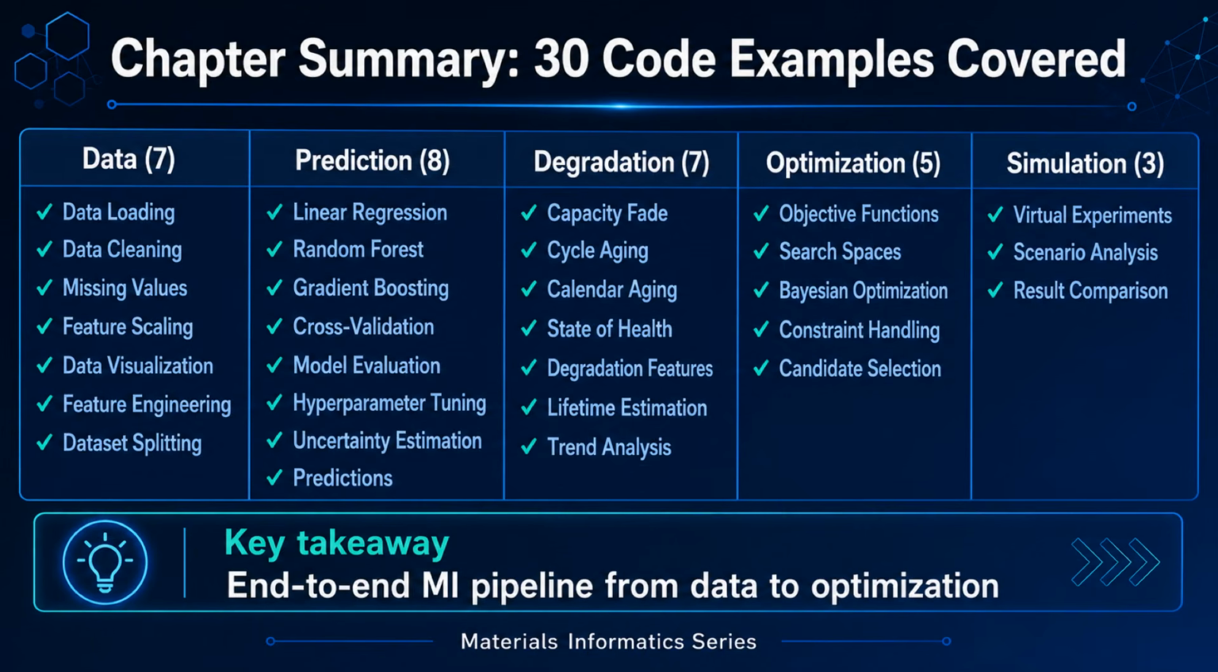Congratulations on completing this intensive hands-on chapter. We covered 30 code examples spanning the complete MI pipeline: data acquisition and preprocessing in examples 1 through 7, capacity and voltage prediction in examples 8 through 15, cycle degradation forecasting in examples 16 through 22, Bayesian optimization in examples 23 through 27, and PyBaMM simulation in examples 28 through 30. You now have a practical toolkit for battery MI projects.